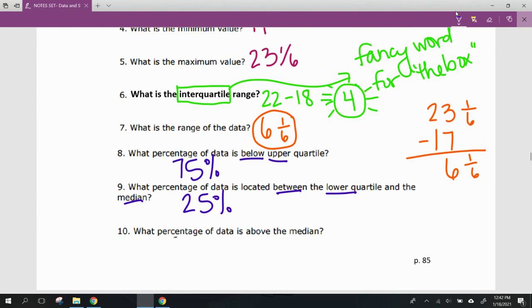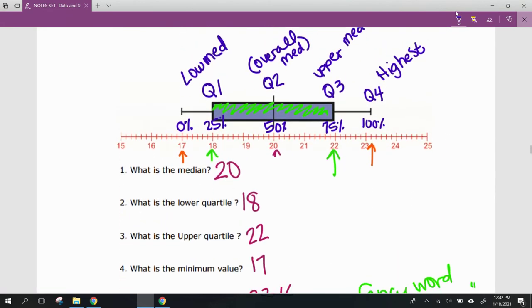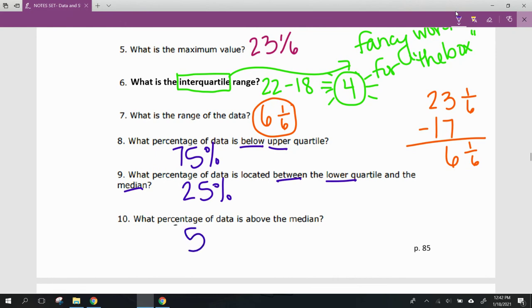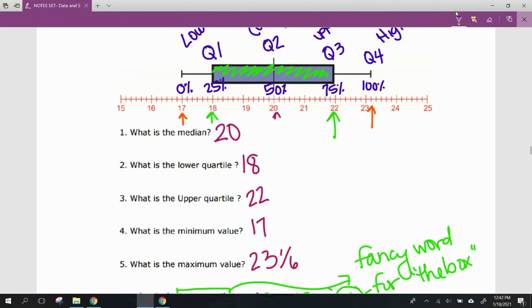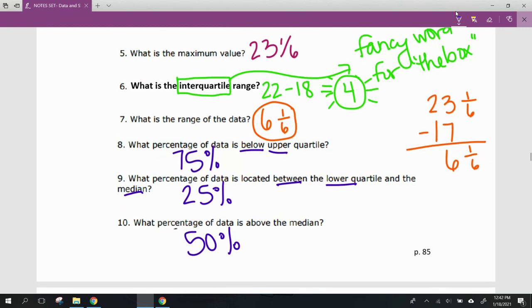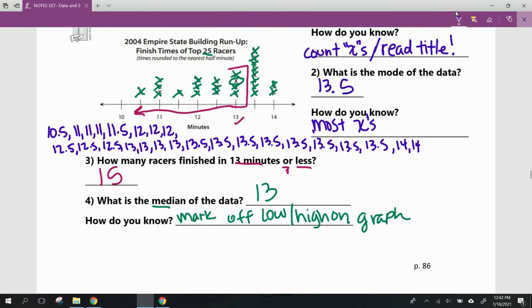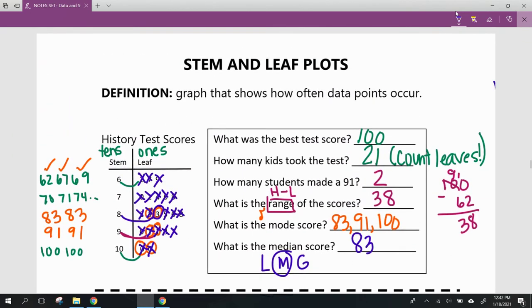What percentage of the data is above the median? Well, let's think about it. The median represents 50% of our data. So if we want all the stuff that's above it, right, it's that top half of our data, which would be 50%. And we can see that because we've got 1 quartile, 2 quartiles, 25%, 25%, for a total of 50%.